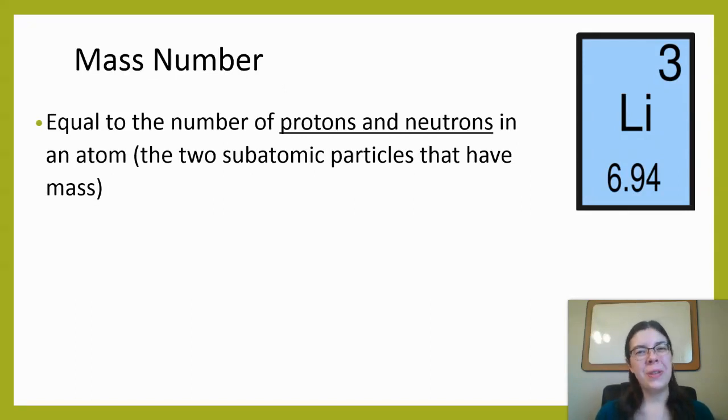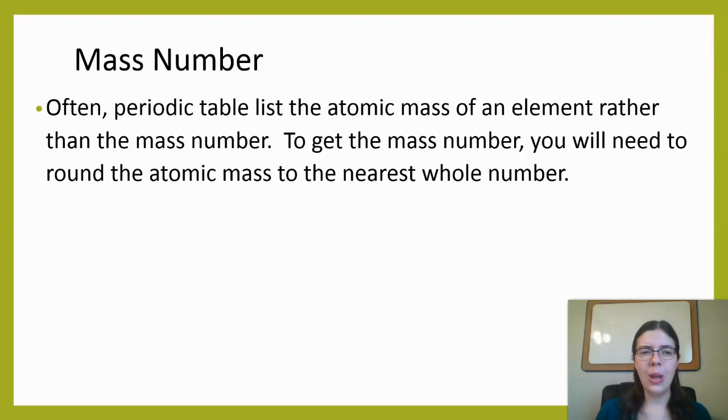Okay, so another number that I can use to describe elements is the mass number. And this is equal to the number of protons plus the number of neutrons in an atom. And this is basically because those are the two particles that have mass. Electrons, remember, their mass is so teeny tiny we can say it is negligible. So in this case, on my element symbol box, I have 6.94. Now that is not the exact mass number because I can't have 0.94 of a proton or a neutron. I can only have whole numbers. So this is due to the fact that the element symbol boxes usually list the atomic mass of an element rather than the mass number.